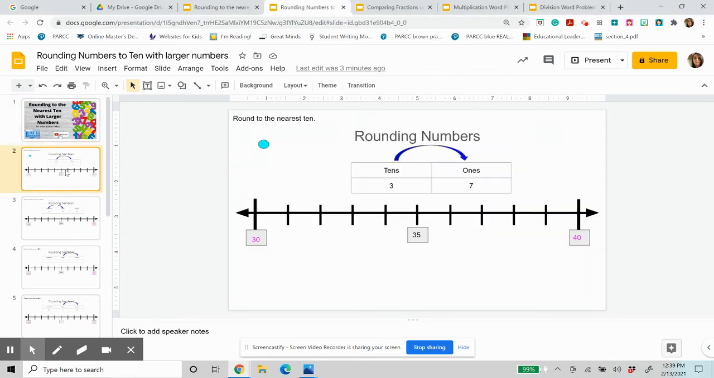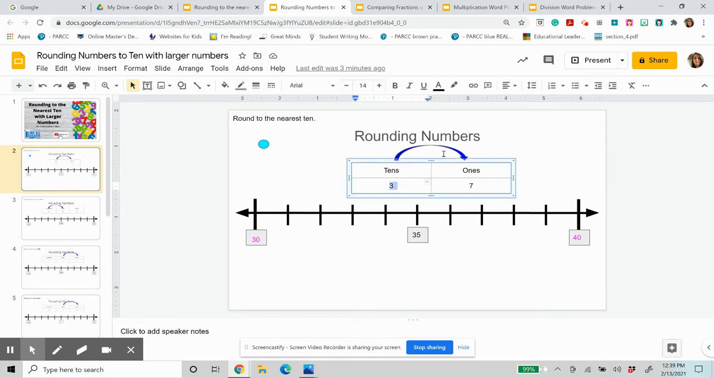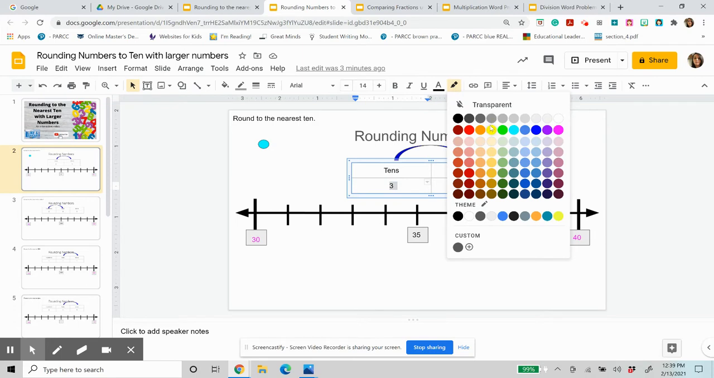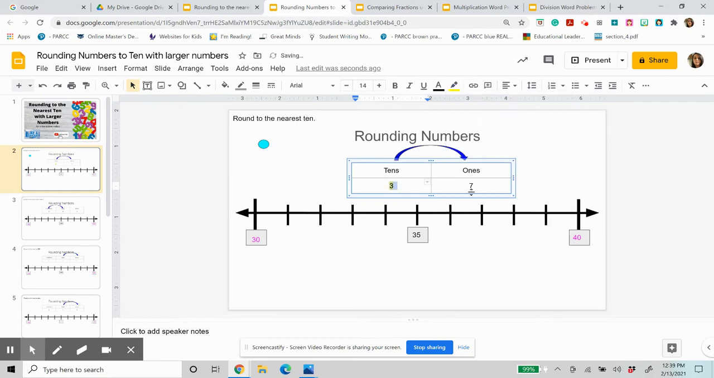All right, we're going to start with a little bit of review. In the other video, we talked about rounding to the nearest 10, and we looked at our number 37. We did some highlighting. We highlighted the 3 because that's in the tens. And we drew our arrow because this was the deciding number, the 7. It was bigger than 5. We knew that 30 was our first choice, and the next 10 would be 40. That would be our second choice.